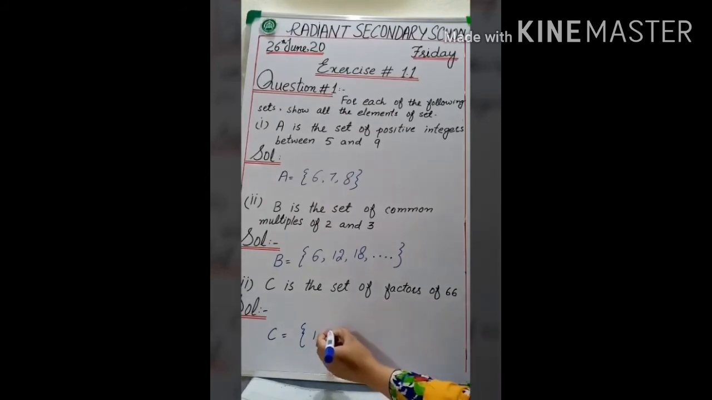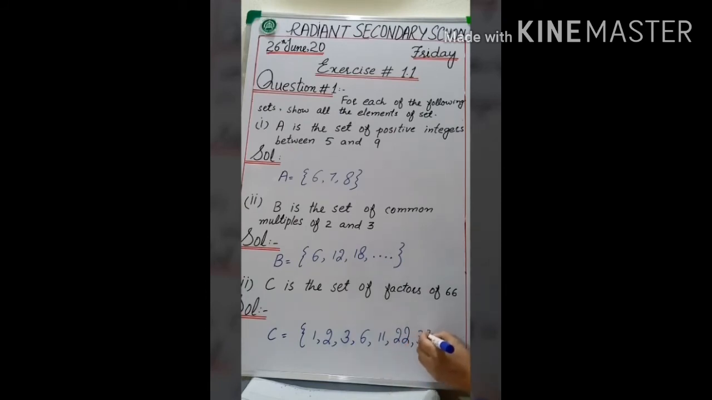The second factor will be 2, then 3, and after that 4 and 5 are not factors of 66. 6 is a factor of 66 and 6 11s are 66, so that's why 11 is also a factor. Then 22 3s are 66 and 33 2s are 66 and 66 1s are 66. So here are all the factors of 66.